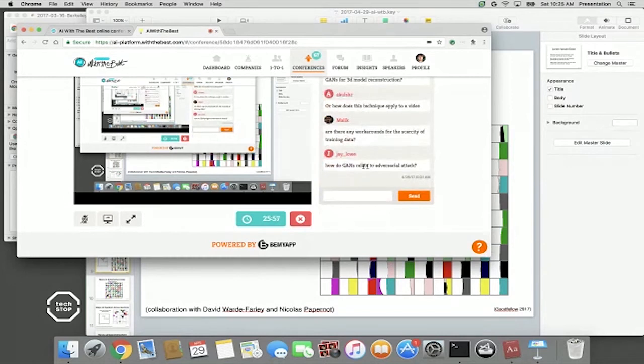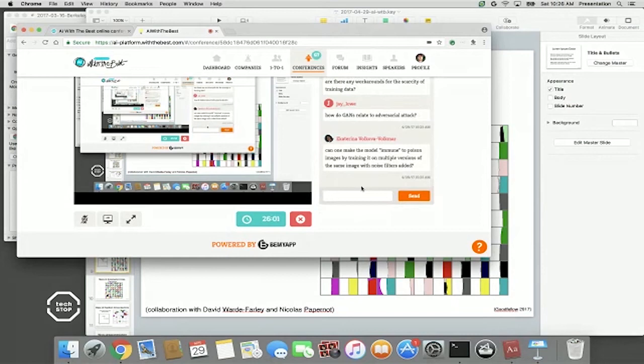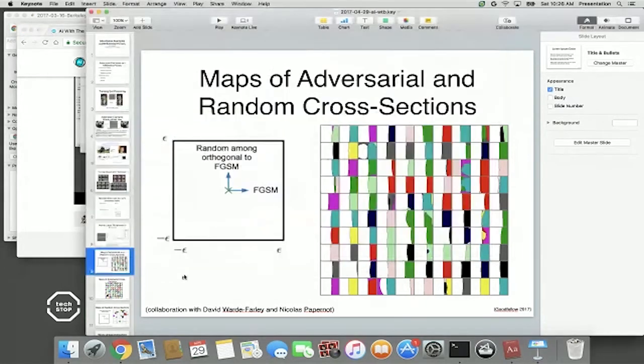And I think I also just answered this question about how do GANs relate to adversarial attack. You can think of the generator as being encouraged to create adversarial examples for the discriminator. And generally we've tried training the same image with lots of different noise filters, and so far that hasn't actually caused resistance to adversarial examples.